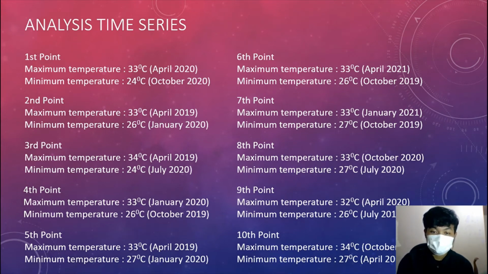The third, some of the highest temperatures also occur in October at points 8 and 10, with temperatures of 33 degrees Celsius and 34 degrees Celsius. And the last conclusion is the lowest average temperature: in October at points 1, 4, 6 and 7, in January at points 2 and 5, in July at points 3, 8 and 9, and lastly at point 10 the lowest temperature occurs in April.